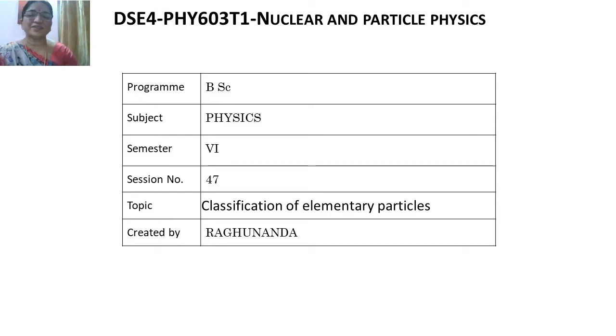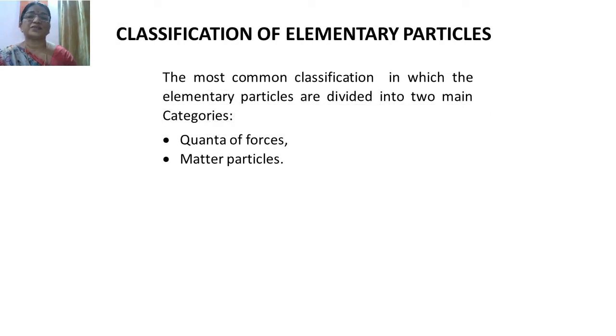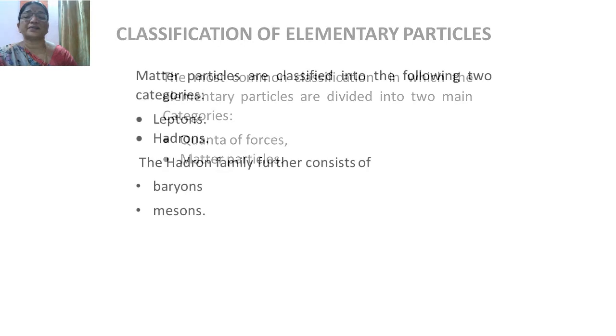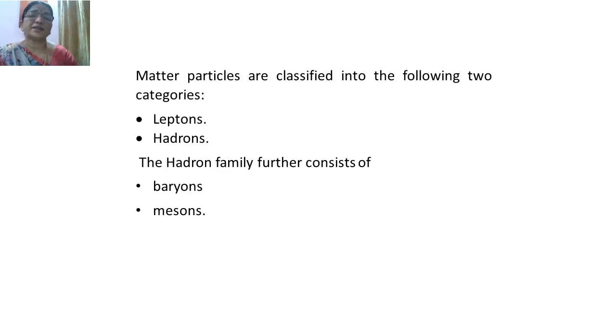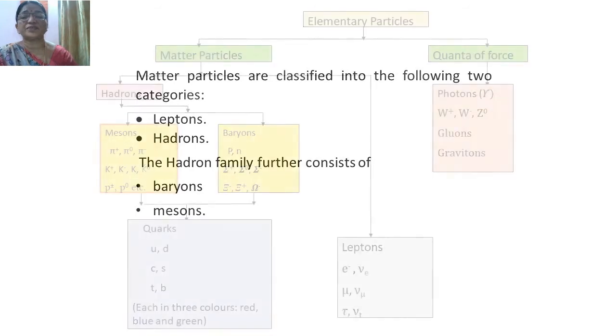Hello students, in this session let us know about the classification of elementary particles. These elementary particles are mainly classified into two categories. Broadly they are classified as either quanta of forces or matter particles. Matter particles are classified into the following two categories: leptons and hadrons. The hadron family further consists of baryons and mesons.